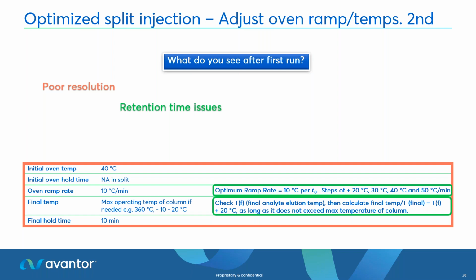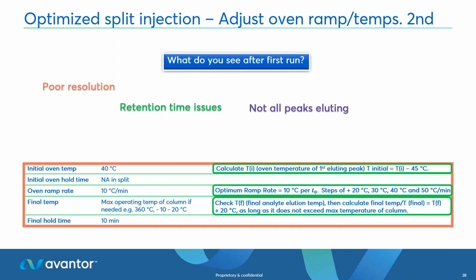If not, then maybe you need to have a look at where that late eluting peak is going and why is it taking so long to come out. You can have a look at your initial oven temperature. Is it too low? Is it too high? So have a look at the eluting temperature of the first peak, and then have a look at that temperature and try starting around about there.